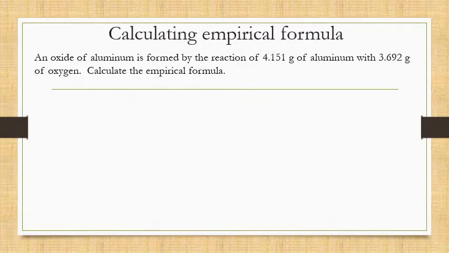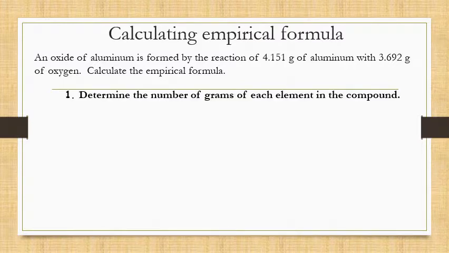OH, which is the empirical formula. So how do we calculate empirical formula? Well, let's give an example. An oxide of aluminium is formed by the reaction of 4.15 grams of aluminium and 3.692 grams of oxygen. Let's calculate the empirical formula.